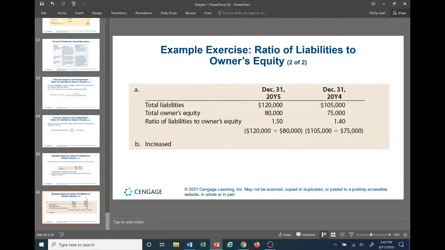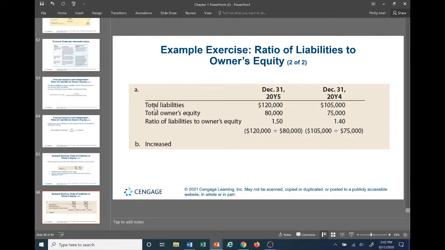Okay, so let's take a look at this. Once again, here's our numbers. Part A, what they were asking us. Remember, from December 31st, 2004 to December 31st, 2005, liabilities increased $15,000, from 105 to 120. Total owner's equity increased $5,000, from $75,000 to $80,000.